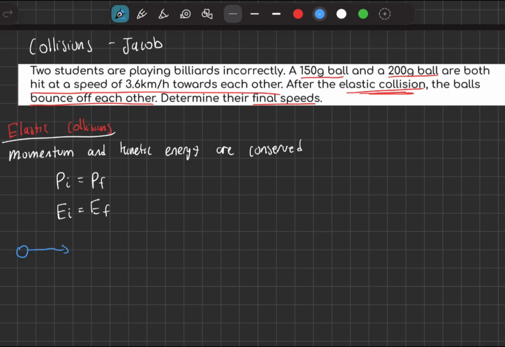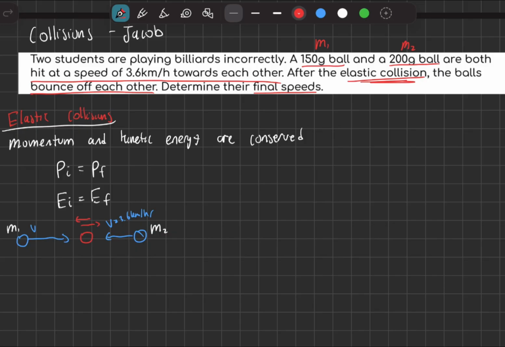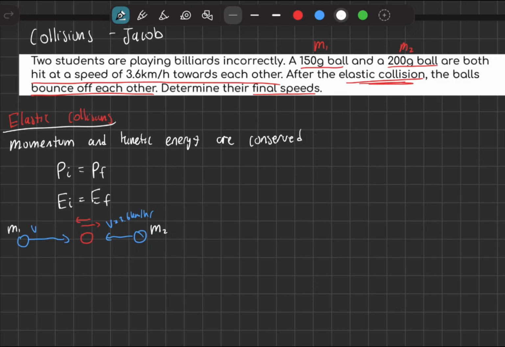As always, it's important to draw out the question so we can better visualize what is going on. It's also important to label your masses correctly and also your velocity, especially if your initial velocities are different. Next, we notice that in the question, we are dealing with grams and kilometers an hour. In physics, it's always best to deal with the basic units of kilograms and meters per second.